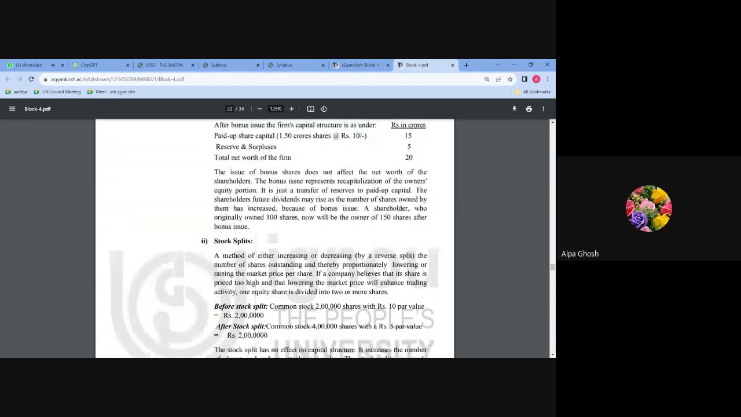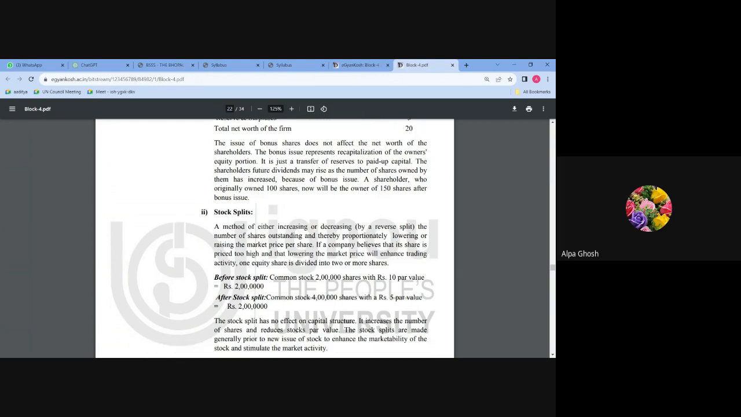Next, it is stock split. Now, what is stock split? Stock split is a method of either increasing or decreasing the number of shares outstanding and thereby proportionately lowering or raising the market price per share. If a company believes that its share is priced too high and that lowering the market price will enhance trading activity, they divide one equity share into two or more shares.